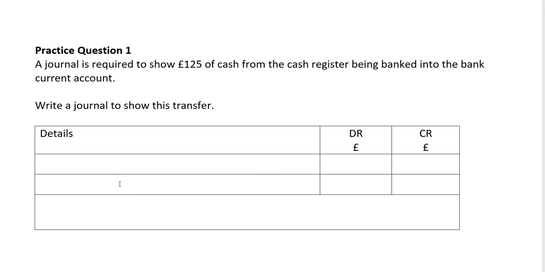Let's just do a little example here. A journal is required to show £125 of cash from the cash register being banked into the bank current account. So the assumption here is that we do already have an account in our system called cash register, and also one called bank current account. Now it's the cash register account that is going to decrease and the bank current account that's going to increase. So we know that if an asset account is increased, it's debited. So that's the one I'm going to write first.